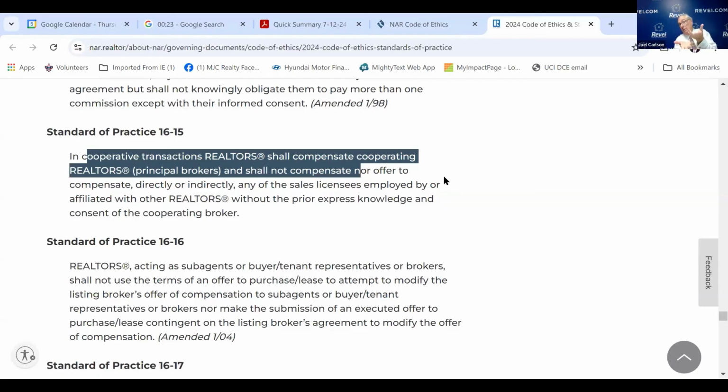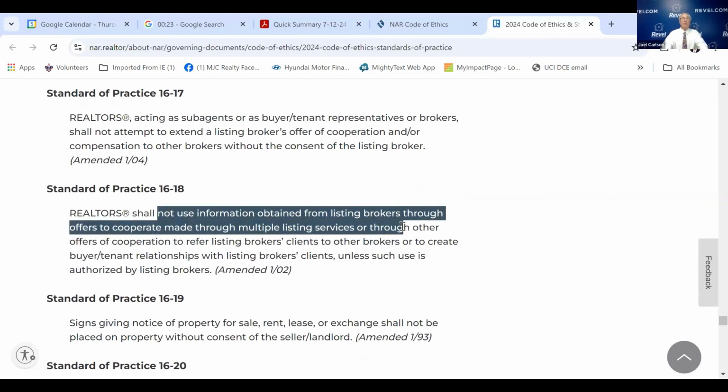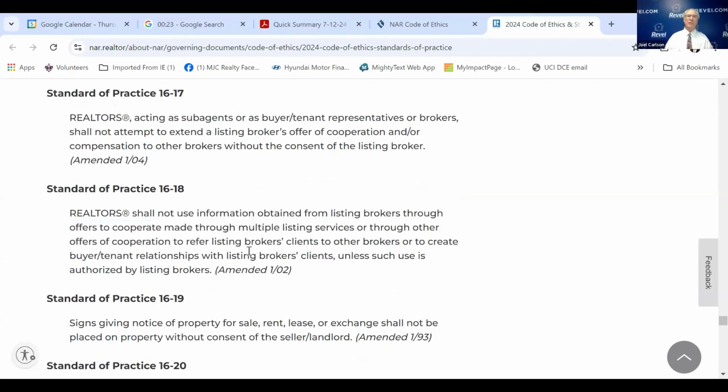And you can't put any hints in the MLS saying, oh, call me and I'll tell you what the commission is. Can't put that in the MLS. 18 talks about shall not use information obtained from the listing broker through the cooperation made by the MLS services. Oh, wait a minute. I'm not allowed to use that? No, that's copyrighted information, without the listing broker's consent. If the listing broker says, sure, you can use that information, you called the listing broker, you might as well get it from them.